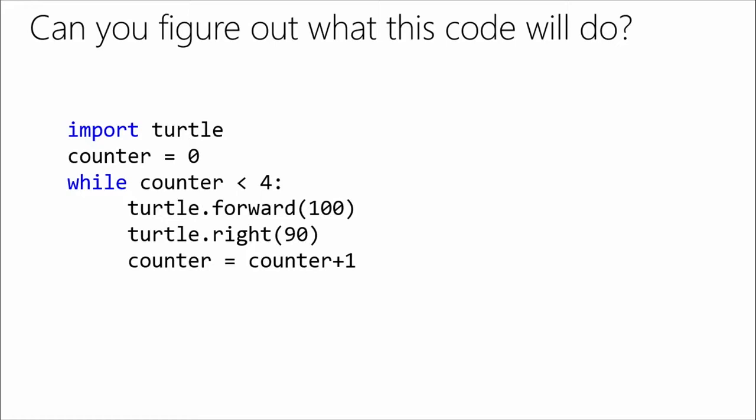Right. So I can see you're using turtle again. Okay. You've got a counter, a variable called counter, and you're setting that to start off at 0. So I know counter is 0 when the program starts.